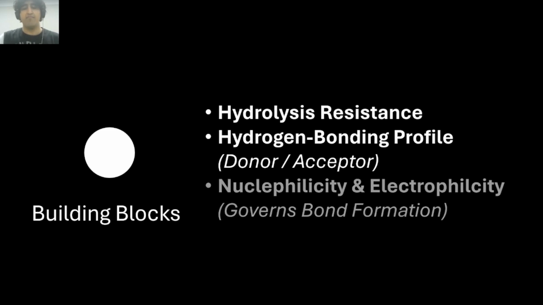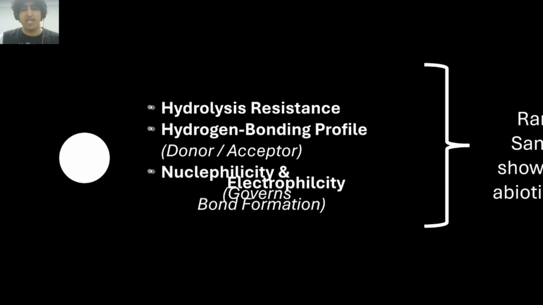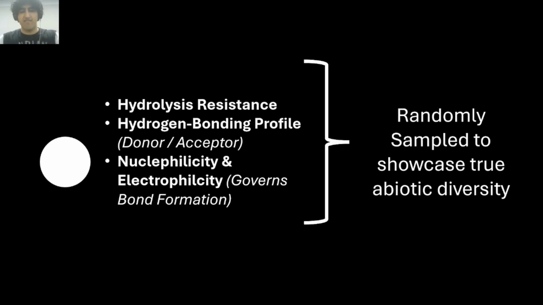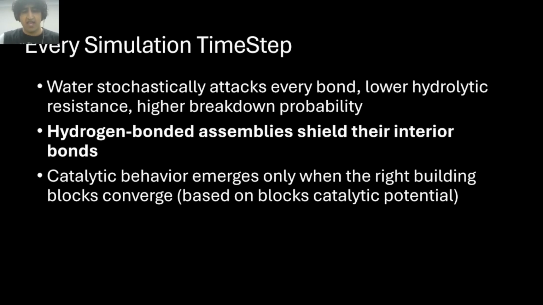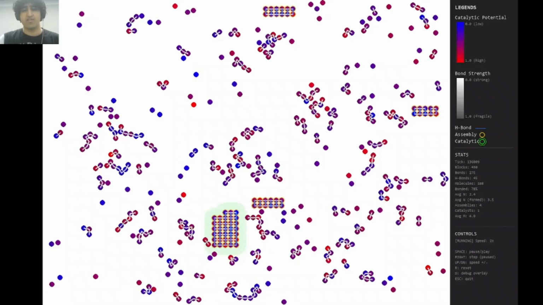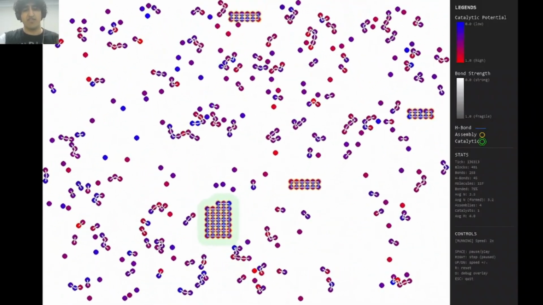We reduce building block chemistry into coarse properties: hydrolytic resistance, hydrogen bonding donor and acceptor, and bond formation properties that are all sampled from broad distributions representing true abiotic diversity. At every time step, water attacks these bonds, hydrogen bonded assemblies protect their bonds, and catalytic behavior emerges only when the right building blocks combine. These rules produce completely emergent behavior with hydrogen bonded building blocks, as you see.